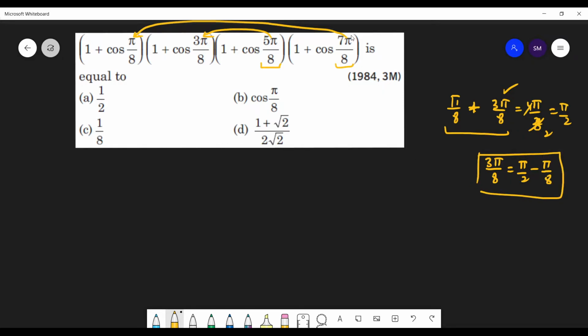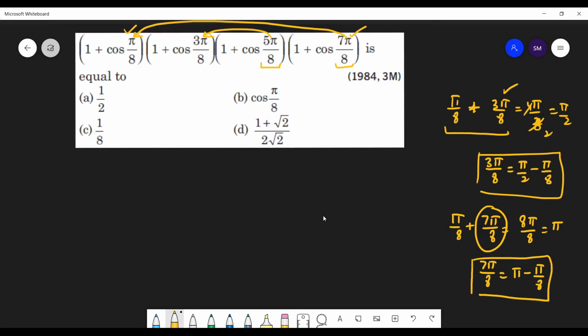Okay. What about 7 pi by 8 and pi by 8? Here again, pi by 8 plus 7 pi by 8 is equal to 8 pi by 8, and that's equal to pi. So students, what is the value of 7 pi by 8? 7 pi by 8 is equal to pi minus pi by 8. Is this clear to everyone? Now I will be getting them in terms of pi by 8.